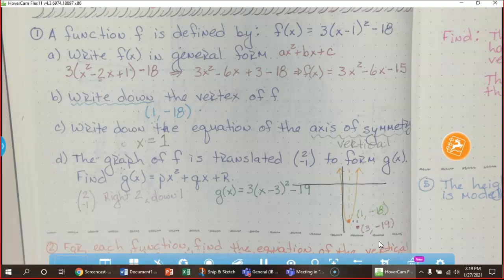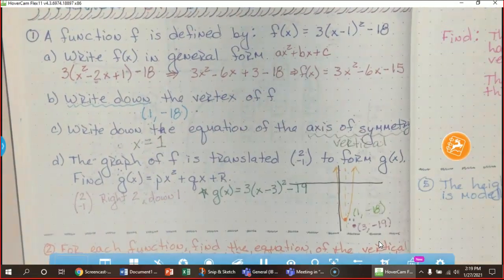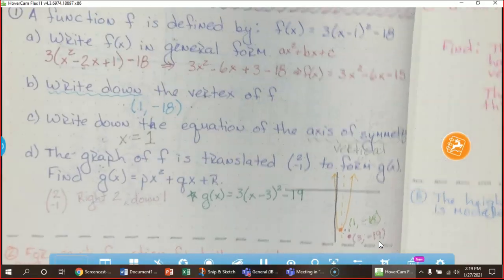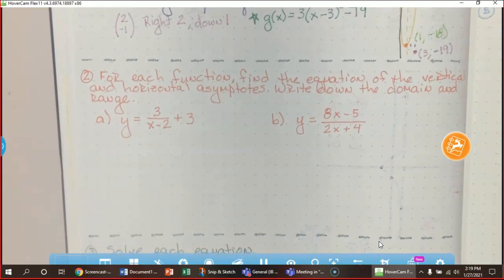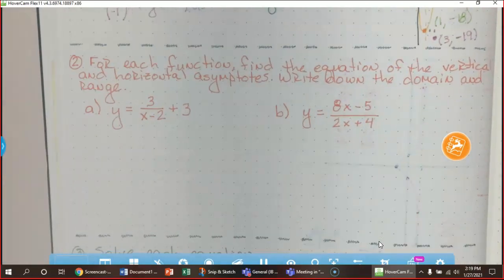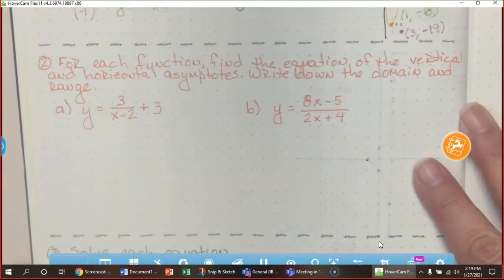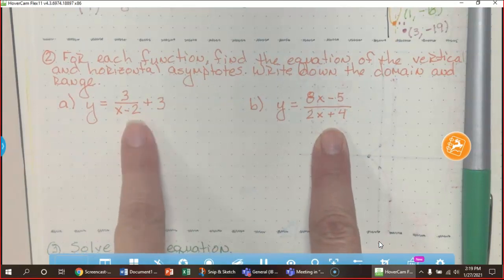Now, let's look at problem 2. So I'm going to put a little star next to that. That's the first thing you have to submit for your assignment. Here we go, number 2. For each function, I want you to find the equation of the vertical and horizontal asymptotes, and I want you to tell me the domain and range for these two right here.